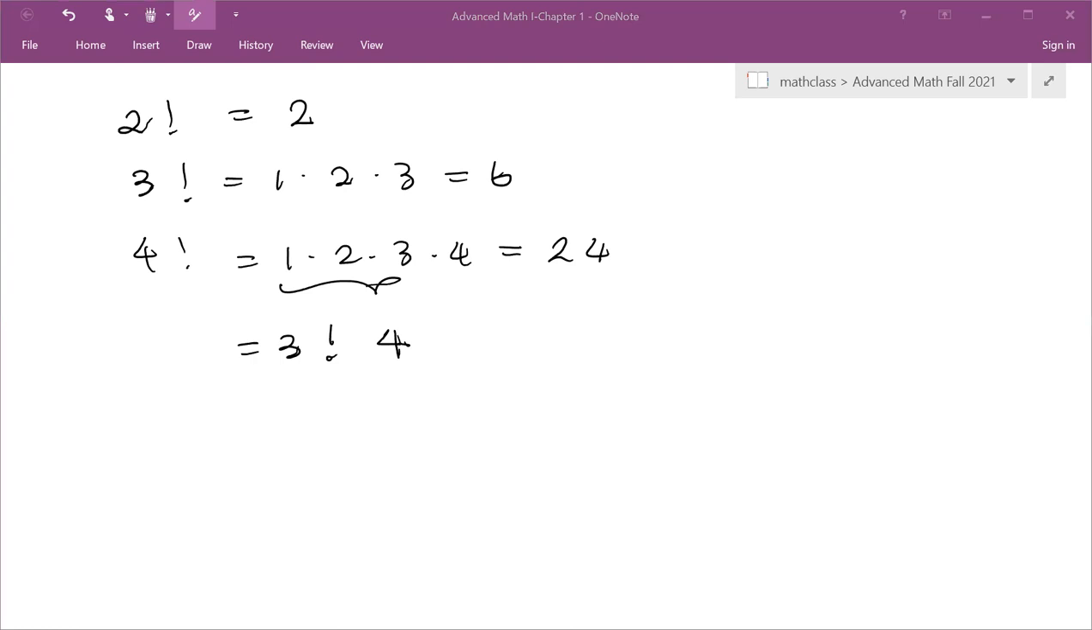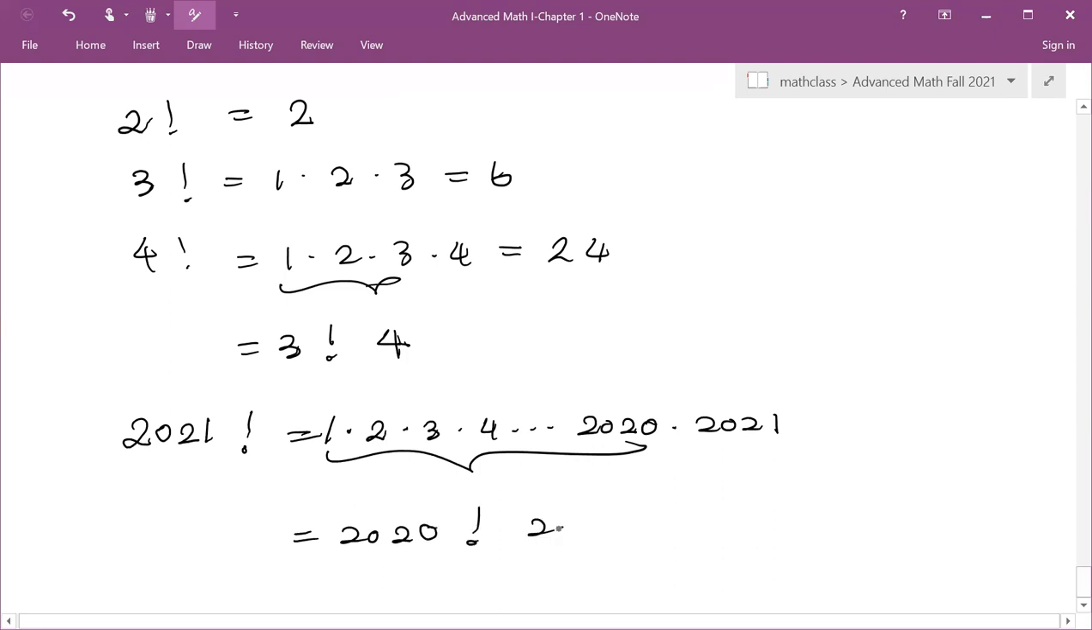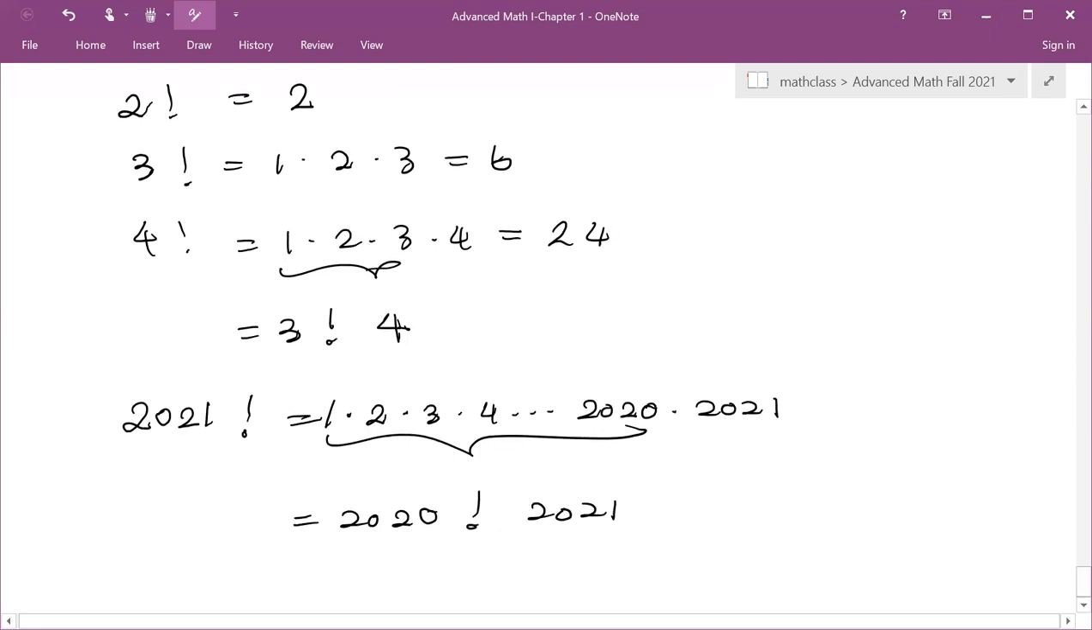Right. After we understand this, you know that 2021 factorial is a lot. This is a huge number, because can you imagine all these numbers multiplied out? However, the first 2020 numbers can also be simply written as 2020 factorial. You can always express it like that.